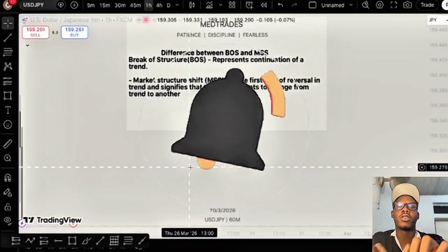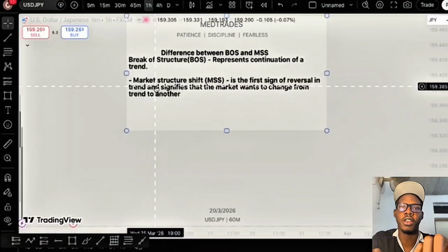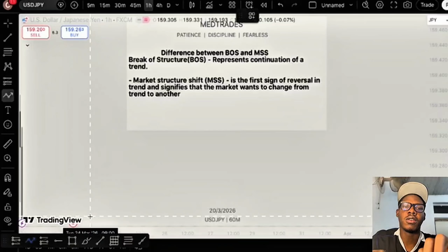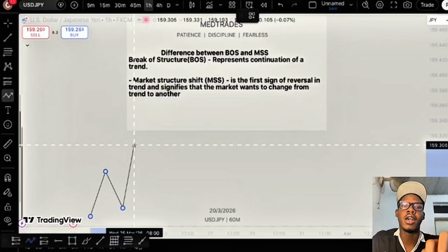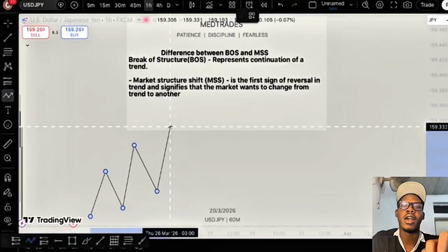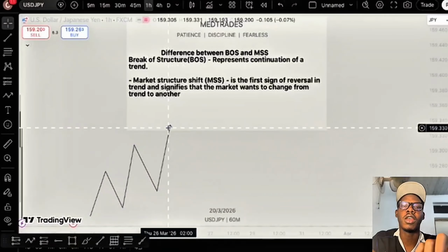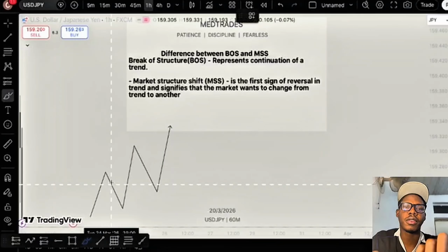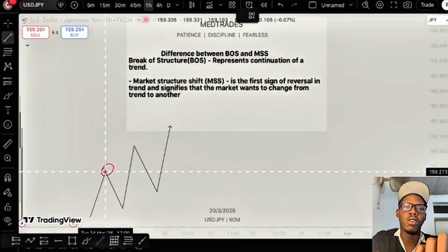So now let's continue. A BOS represents a continuation of a trend. It can be an uptrend or downtrend, right? Here we have this higher high, higher low, higher high, higher low, higher high, right? So this represents an uptrend. As you can see, when price clears out the higher high, it forms a break of structure.